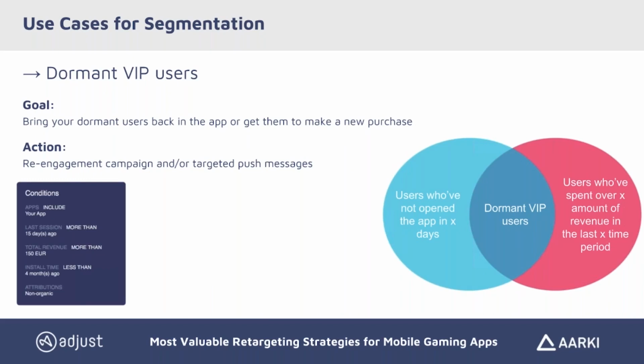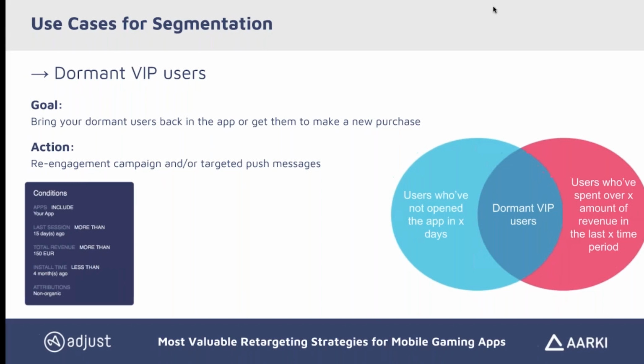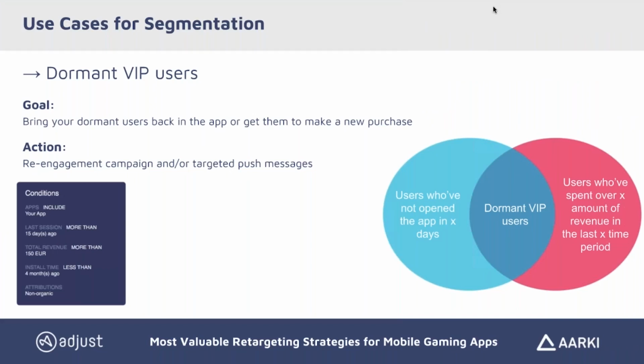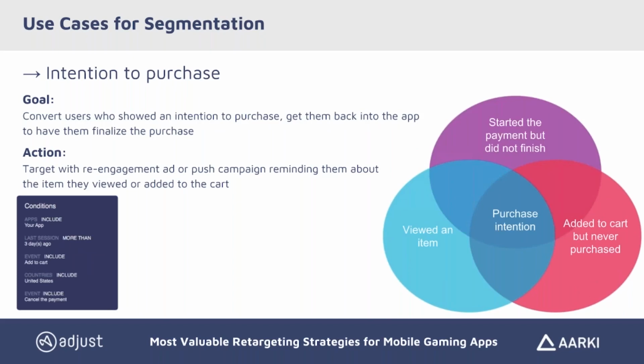The second one would be dormant VIP users. Who are VIP users? They are users who have spent over an amount of revenue in the last period of time, depending on your business model, and haven't been active for a defined time. All you have to do is define which was their last session. You can define the revenue and the install time, and here we go.